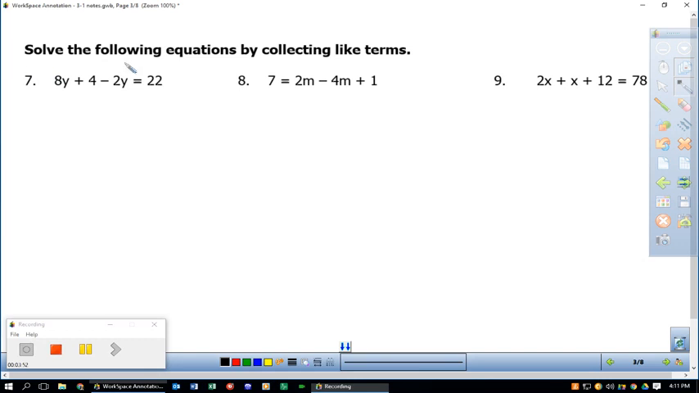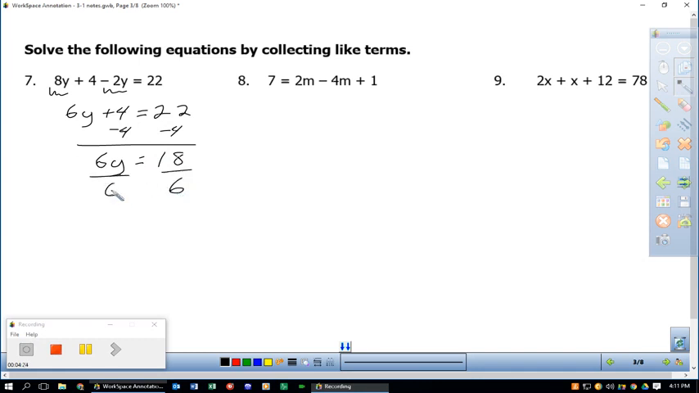Okay, number 7. Solve the following equations by collecting like terms. So we are going to need to combine these two right here. So this becomes 6y plus 4 equals 22. Combining those two. All right. Now, building what we had last unit, subtract 4 from both sides. So we get 18, and that's 6y. Dividing by 6. Okay, and so y equals 3.